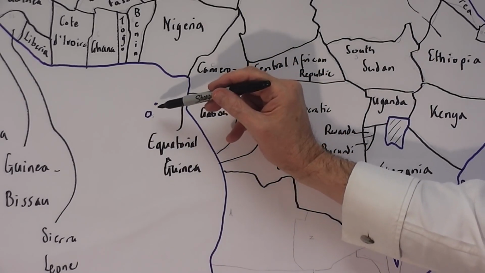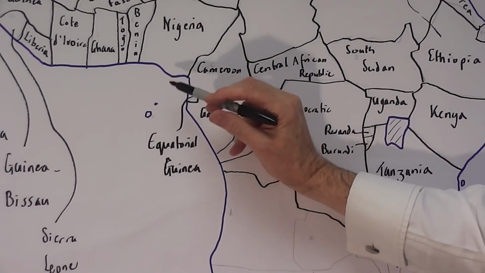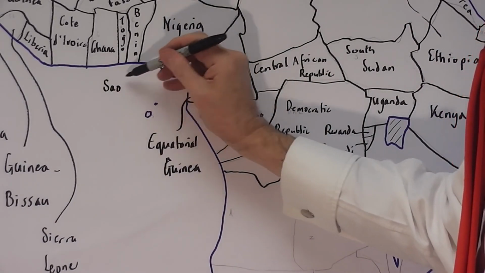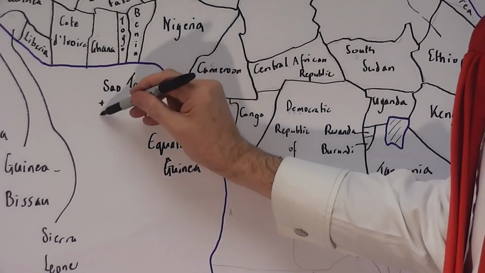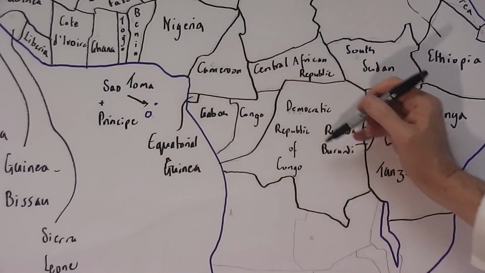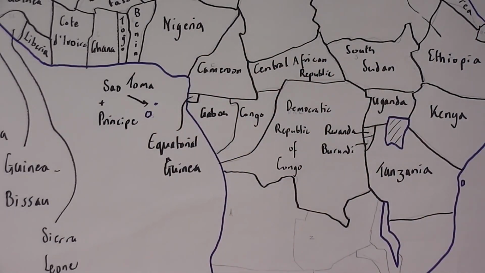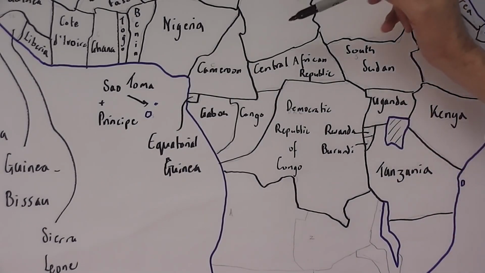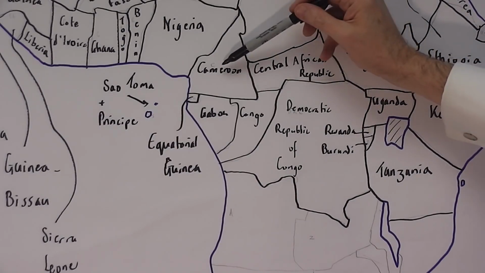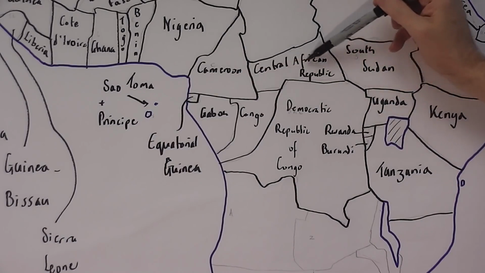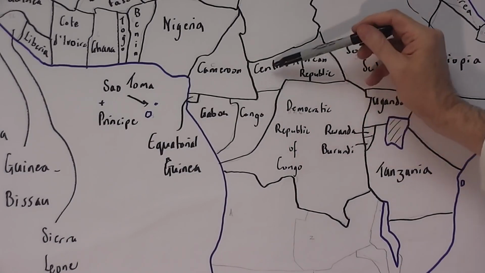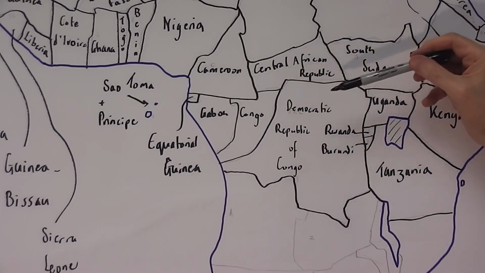Here, just off the coast of Equatorial Guinea, are these little islands. They are called Sao Tome and Principe. Sao Tome and Principe, those little islands just off the coast of Africa. So you'll notice that we've got essentially here in Central Africa three countries which begin with a C: Cameroon, the Central African Republic, Congo, and the Democratic Republic of Congo. 4 C's there. 5 if you include Chad.